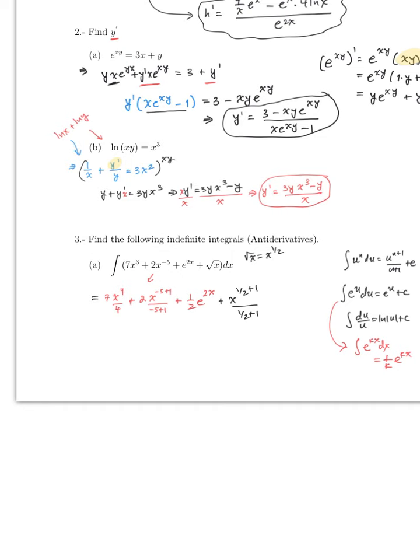So then you simplify. The first one is already simplified, so this is 7/4 x to the 4. The next one is going to be plus 2 x to the negative 4 over negative 4, so you can simplify this more. This one is done. And here, 1/2 plus 1 is 3/2, and the reciprocal of 3/2 is 2/3. And don't forget the plus c. And that's it. This one you can simplify to negative 1/2, but this is enough. You leave it like this on the test.